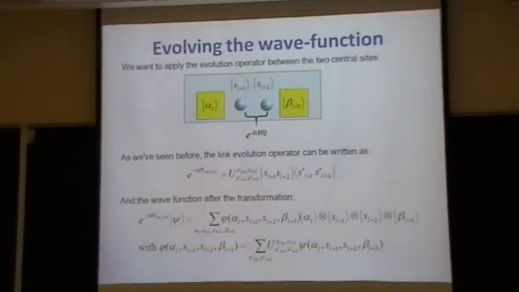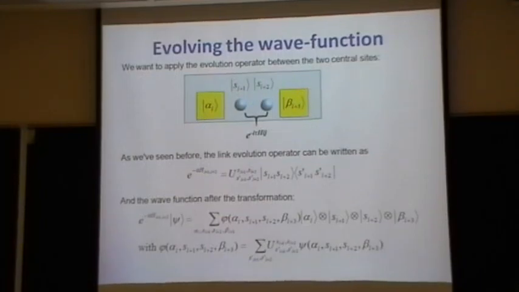So now what we have to do is implement this in DMRG. So we have to evolve the wave function. We know that in DMRG we represent explicitly the wave function in bases that involve the left block, the right block, and the two sites in between.